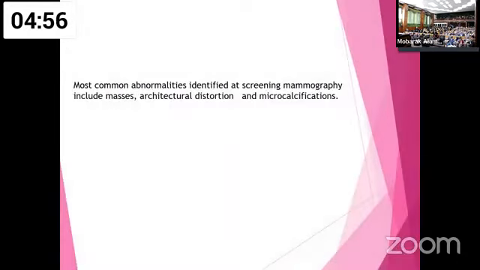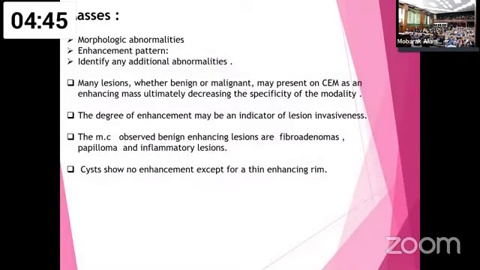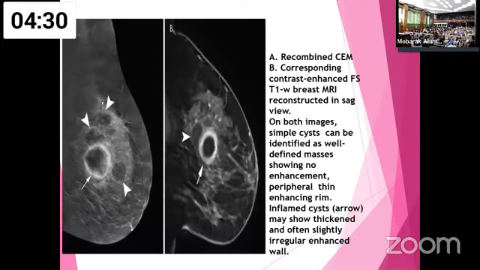The most common inconclusive findings on screening mammography include masses, architectural distortion, and microcalcification. Regarding the masses, contrast-enhanced mammography is used to identify any morphological abnormality, enhancement pattern, and identify any additional abnormality in the same or in the contralateral breast. Many masses on contrast-enhanced mammography, either benign or malignant, can present as an enhancing mass, and this reduces the specificity of this modality.